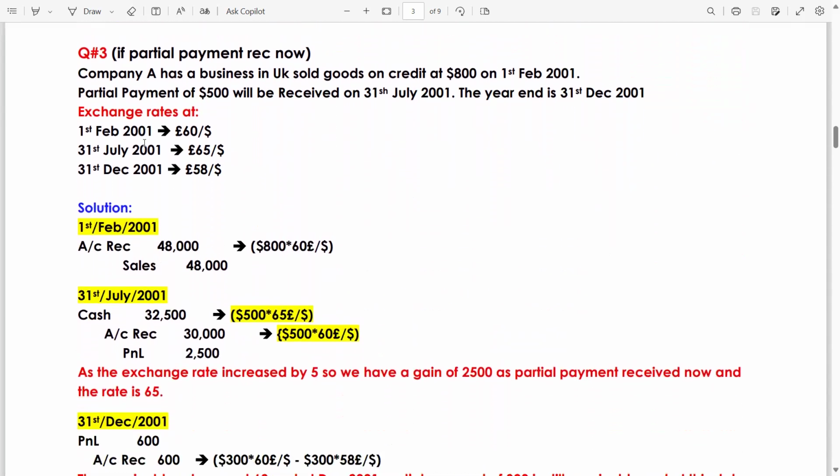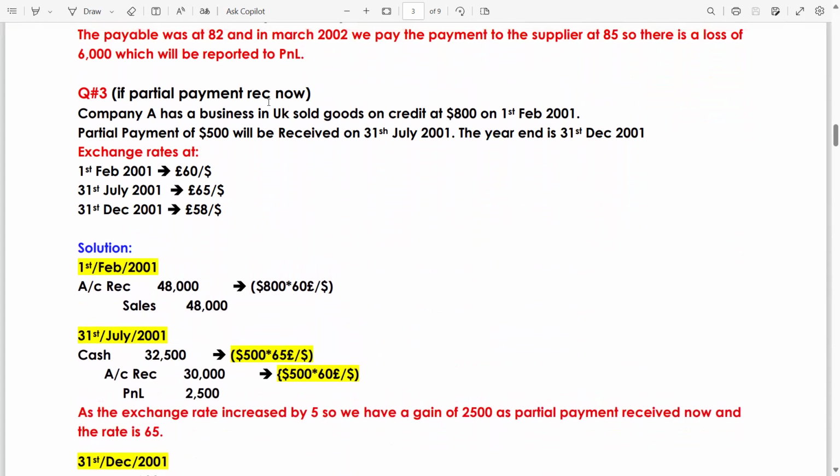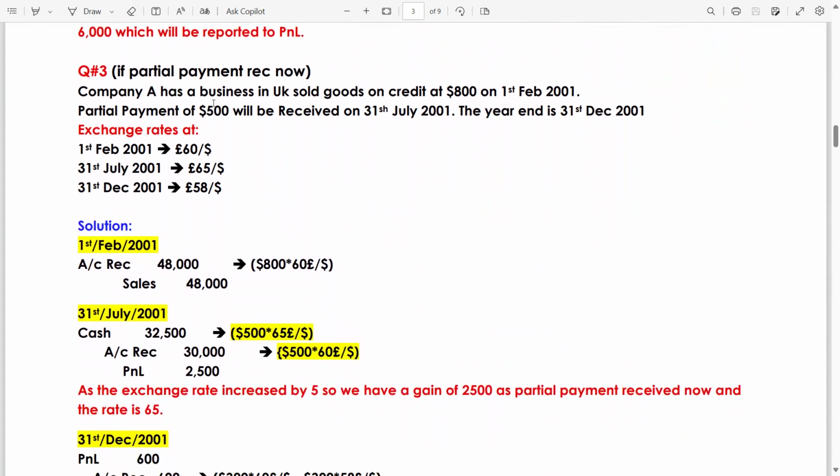Now, question number 3. If partial payment received, now you have to be very skeptical because this is a case of partial payment received. Previously, we just calculated the difference of exchange rate. But whenever there is a concept of partial payment, make sure the previous method will not be followed. Let's solve this question. Please be attentive.